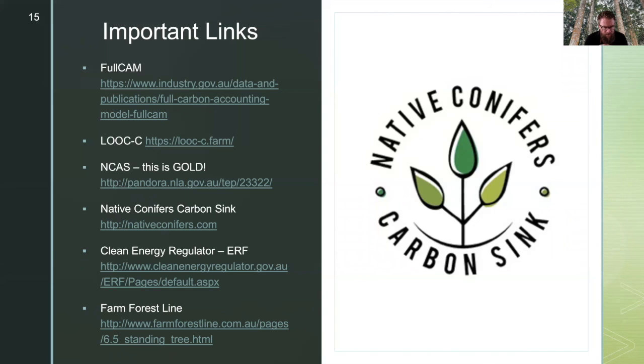And the bottom one is Farm Forest Line, where some of those earlier examples I had about how to measure standing tree volume are on that particular link too. So you can go back and have a bit of a play there too. So some really good links there.